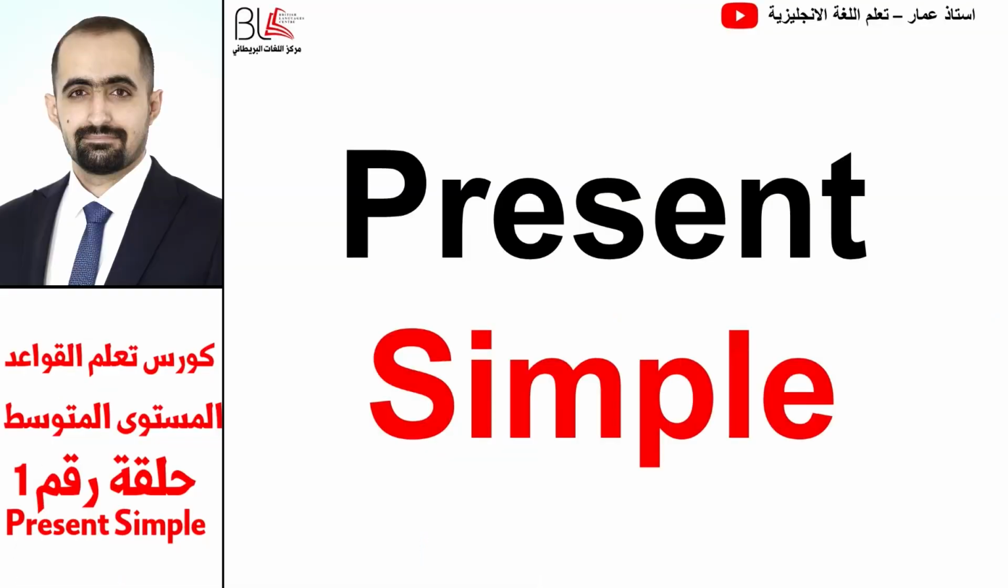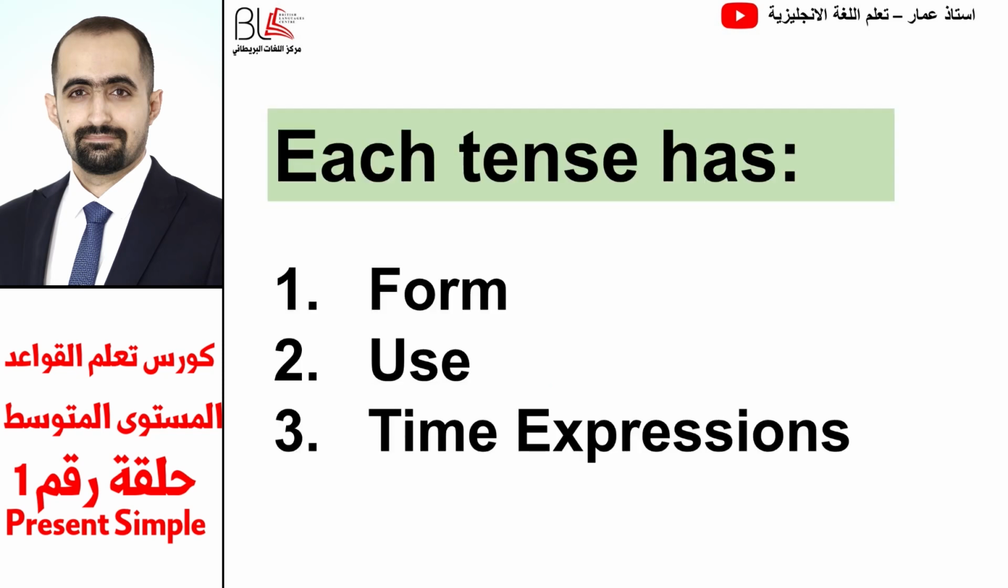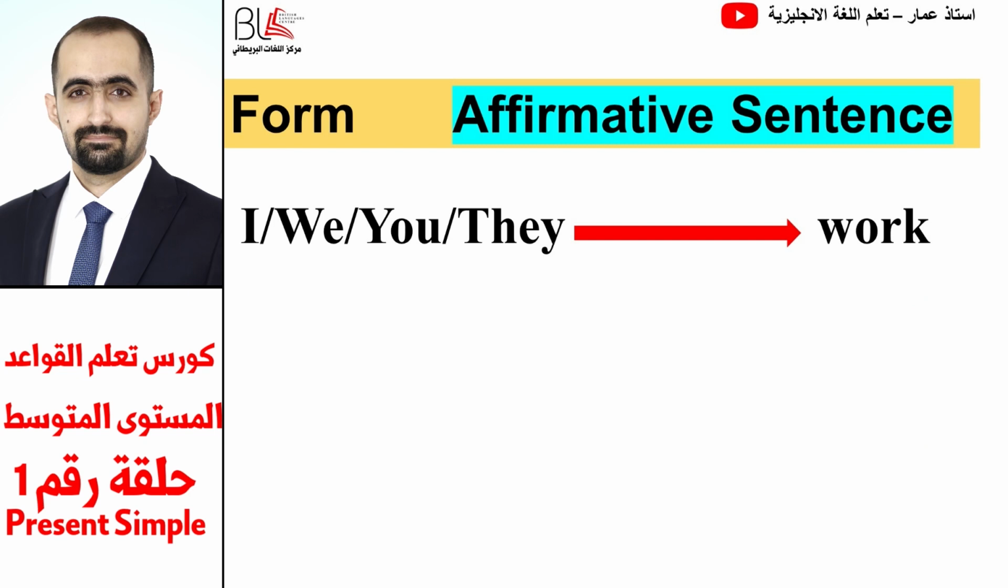خلينا نبدأ. In this lesson we are going to talk about present simple. بهذا الدرس نتحدث عن المضارع البسيط. Each tense has form, use and time expressions. لكل زمن form شكل، use استخدام، و time expressions وهي عبارات زمنية. So we are going to start with the form of the present simple. نبدأ بالشكل القواعدي لزمن المضارع البسيط.